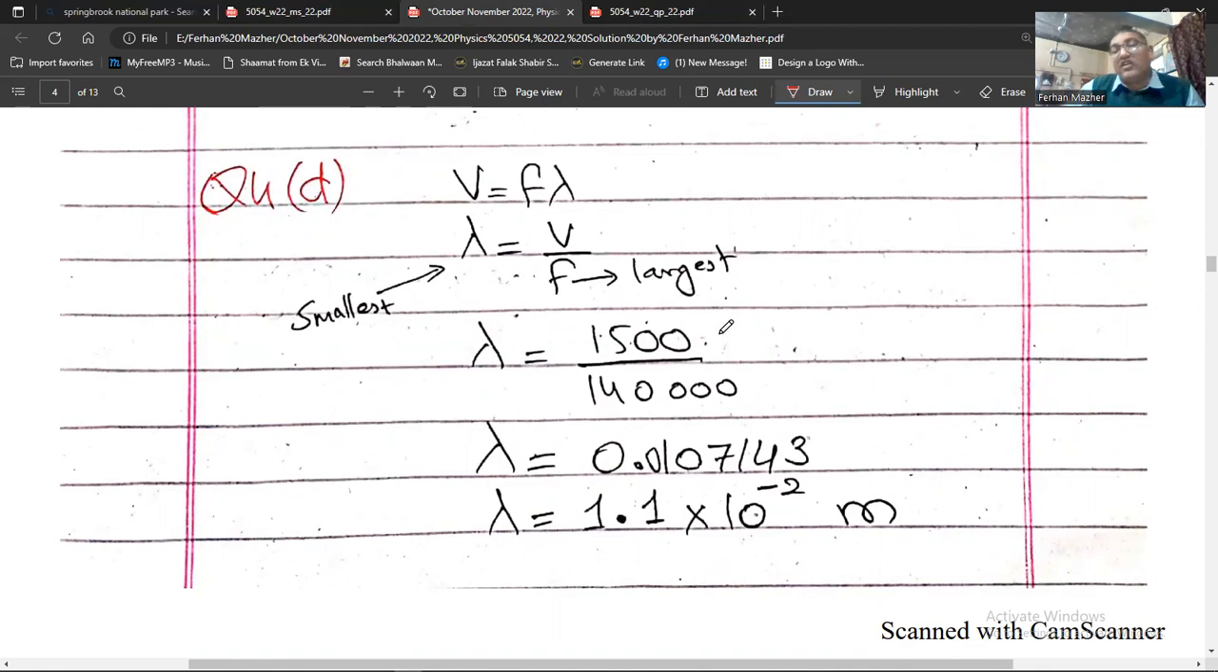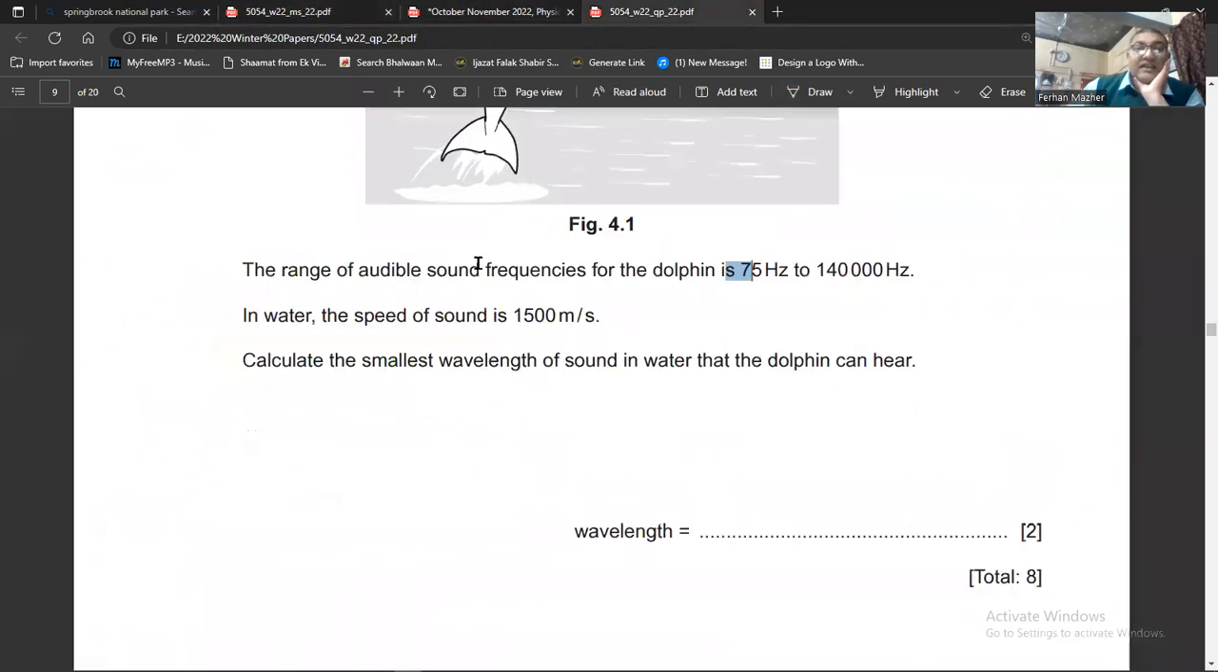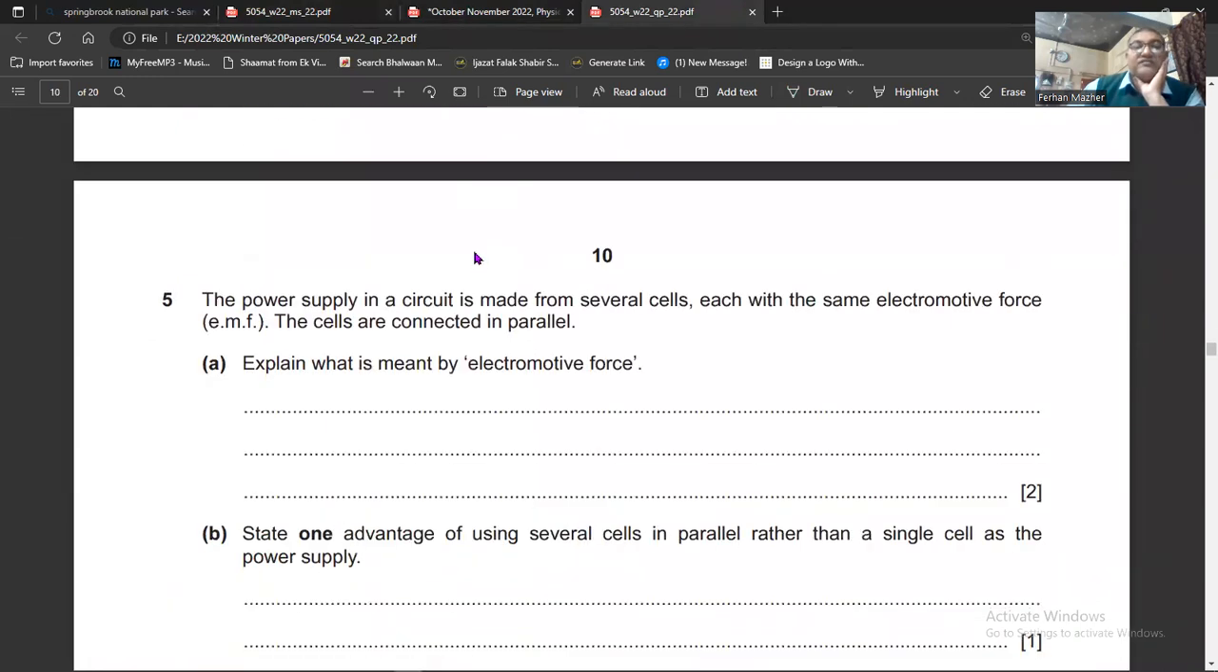So the velocity is 1500 meters per second, and the largest frequency is 140,000. When you divide them, you get 0.0107143, which is 1.1 times 10 to the power minus 2 meters. 1.1 times 10 to the power minus 2 meters is the right answer, sir. So this is the answer, sir. I hope you understand. And now we are going to the next question.